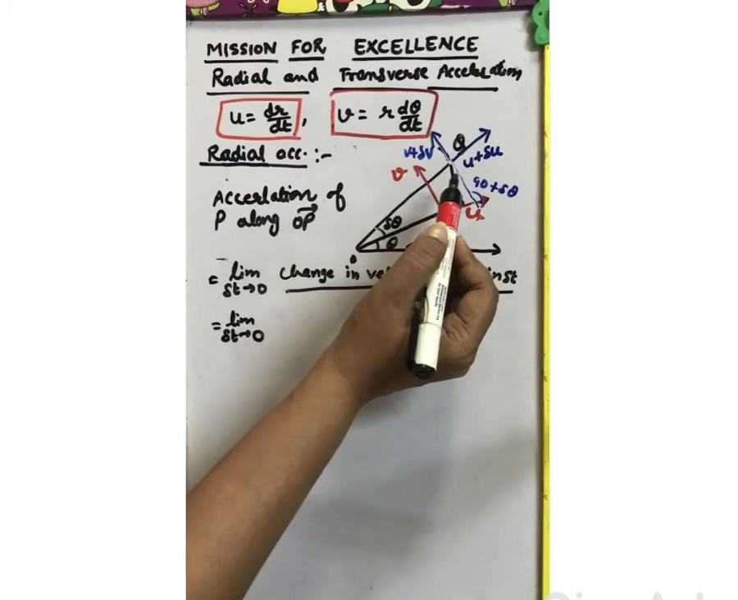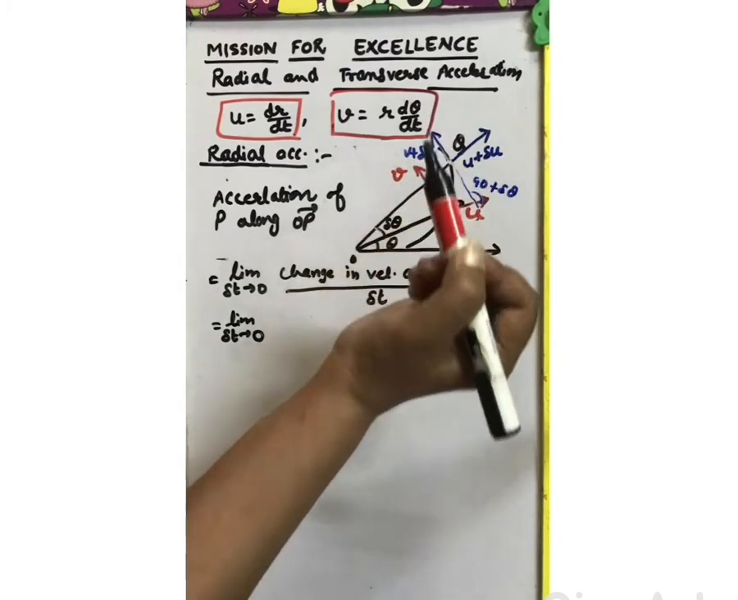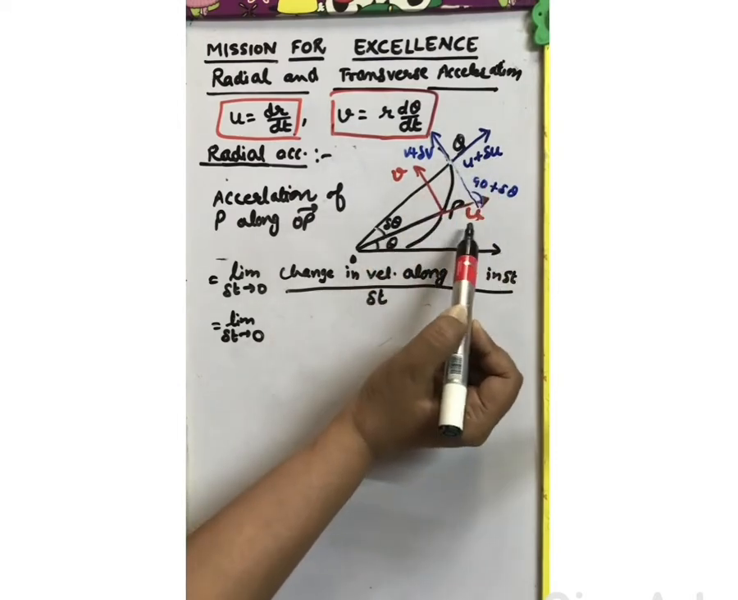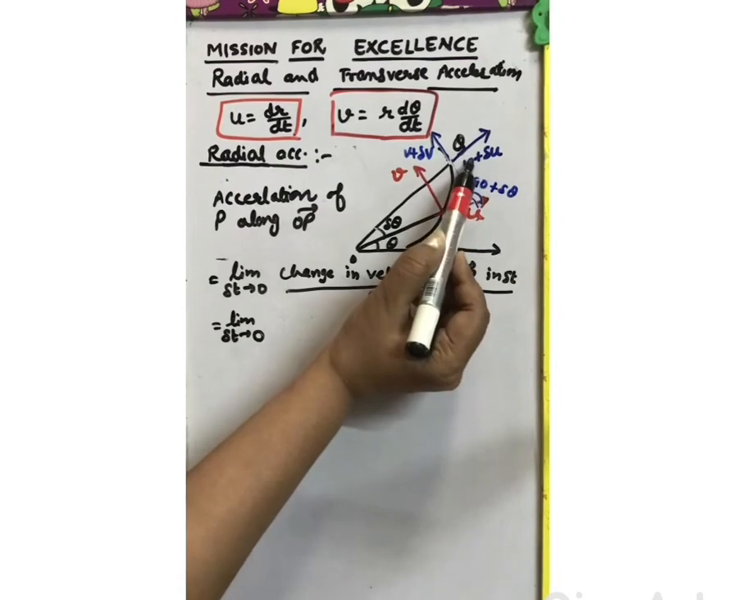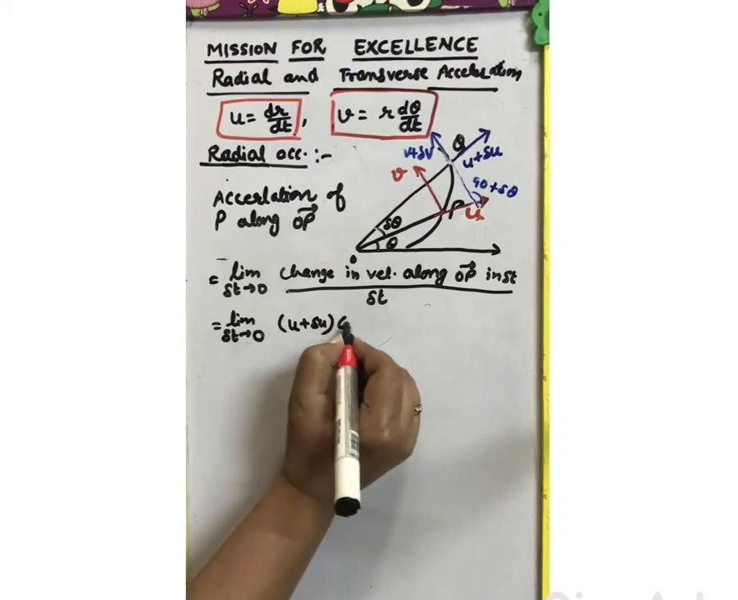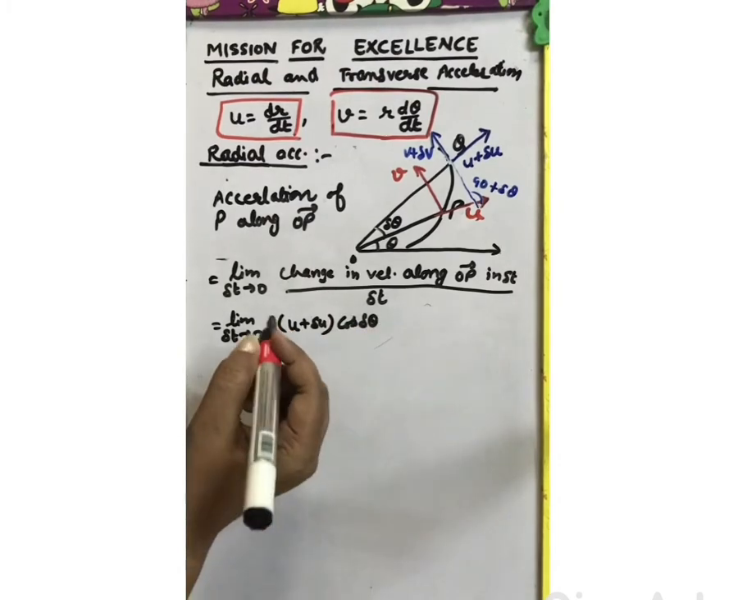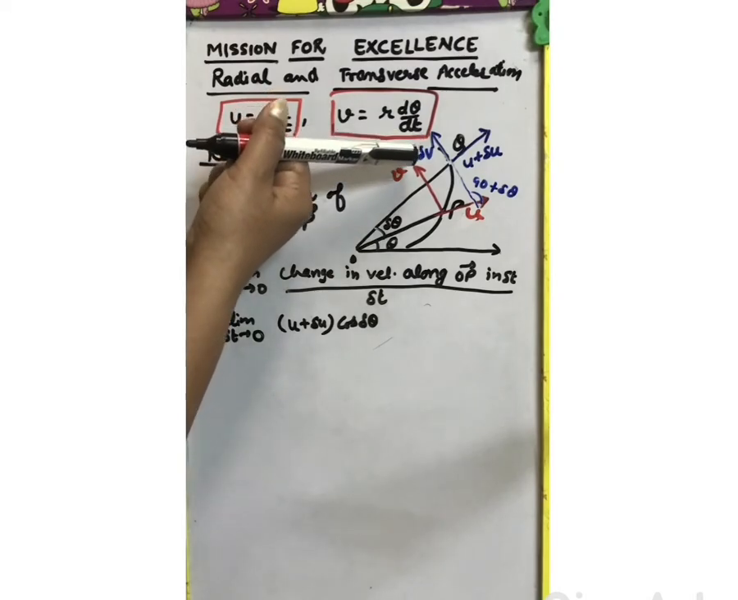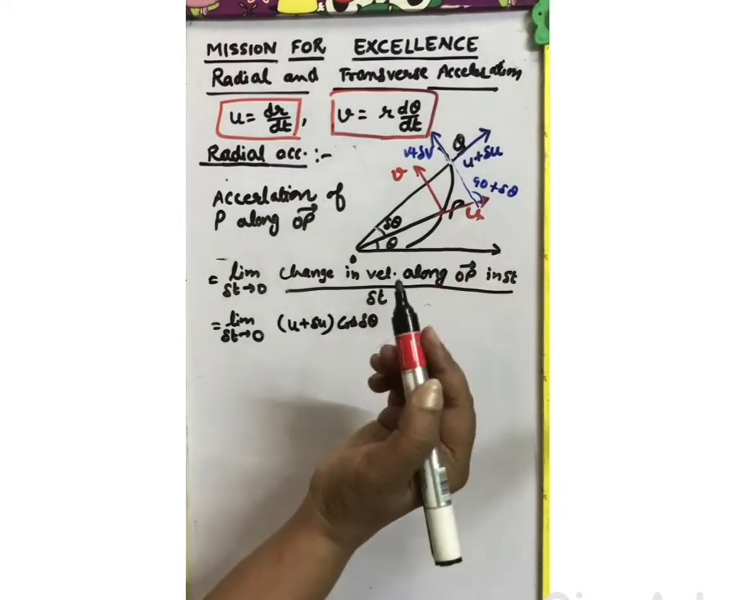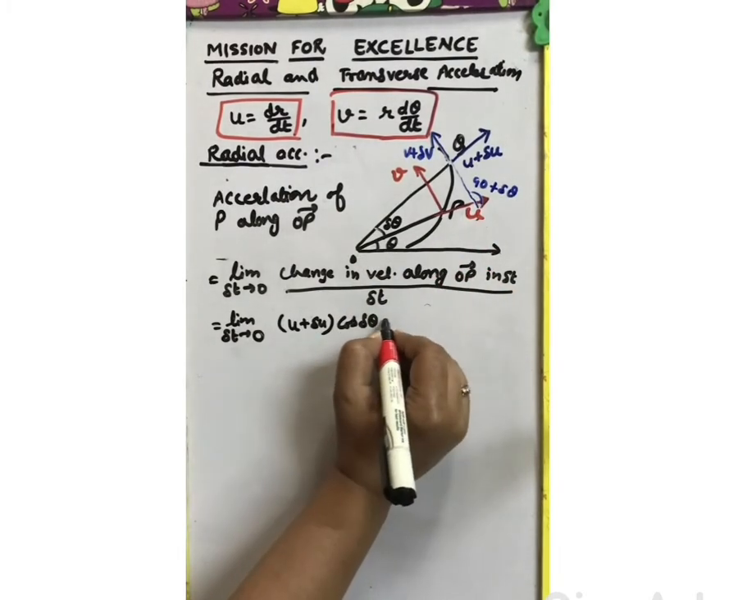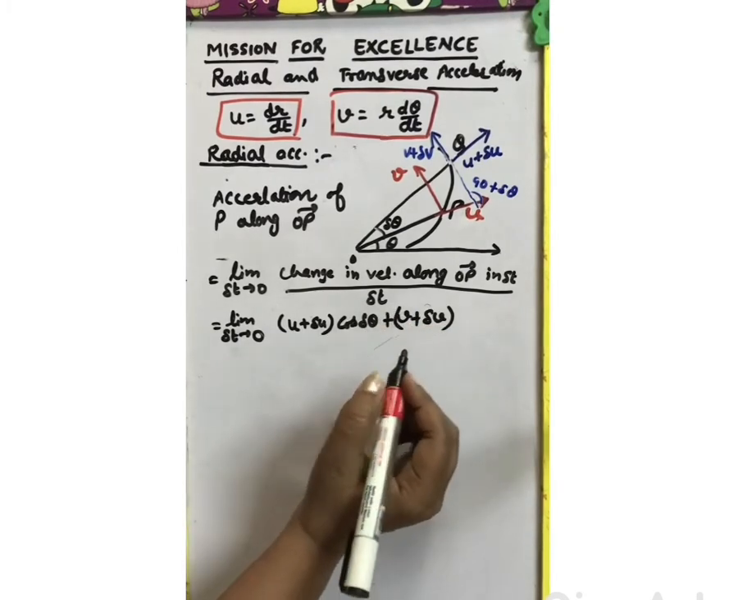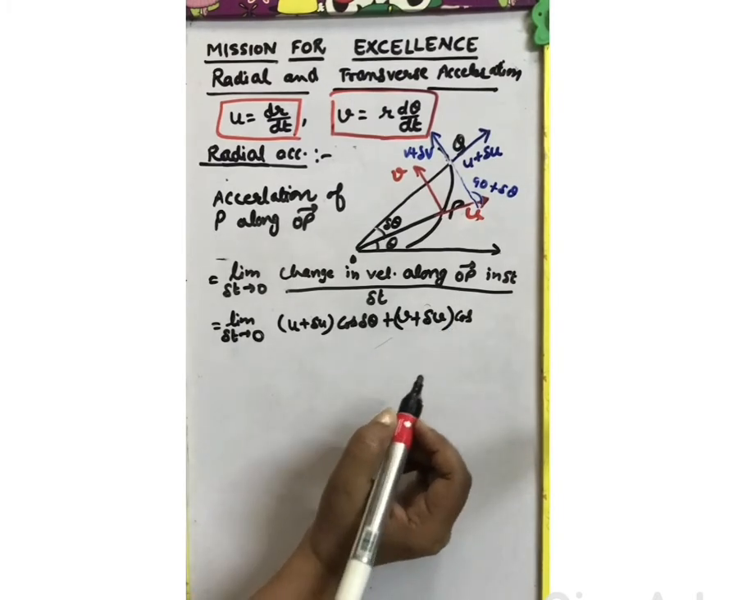The final velocity components are u plus delta u and v plus delta v. Now u plus delta u makes an angle delta theta with the direction of u, so its component in the direction of u is u plus delta u times cos delta theta. And v plus delta v makes an angle 90 plus delta theta with the direction of u, so its component is v plus delta v times cos of 90 plus delta theta.